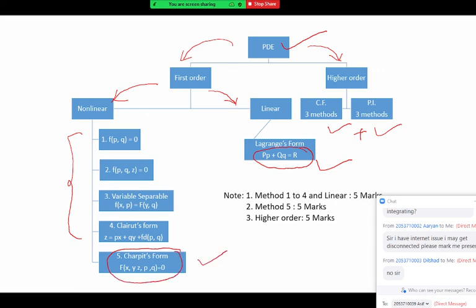That covers your entire unit, partial differential equation, of 17 marks. Generally, the mark distribution is also given. You can see the mark distribution. These first 4 methods generally have 5 marks, Charpit's method has 5 marks, and higher order methods have 5 marks there.